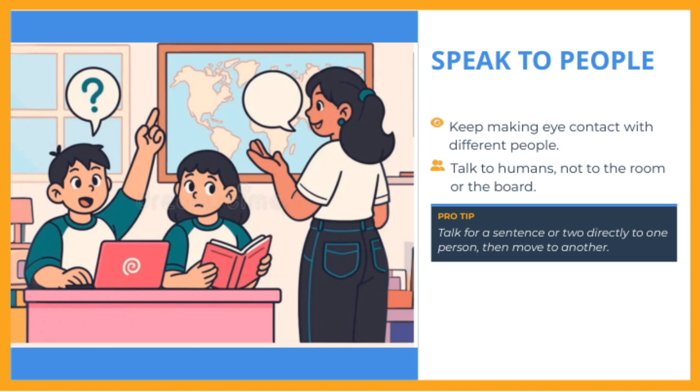The key is to speak to people, not to the room, because that builds engagement and trust. So stay present with your audience, move your gaze around, and make each person feel like you're having a one-on-one chat. This approach keeps your delivery warm and genuine, and it really helps get your message across.